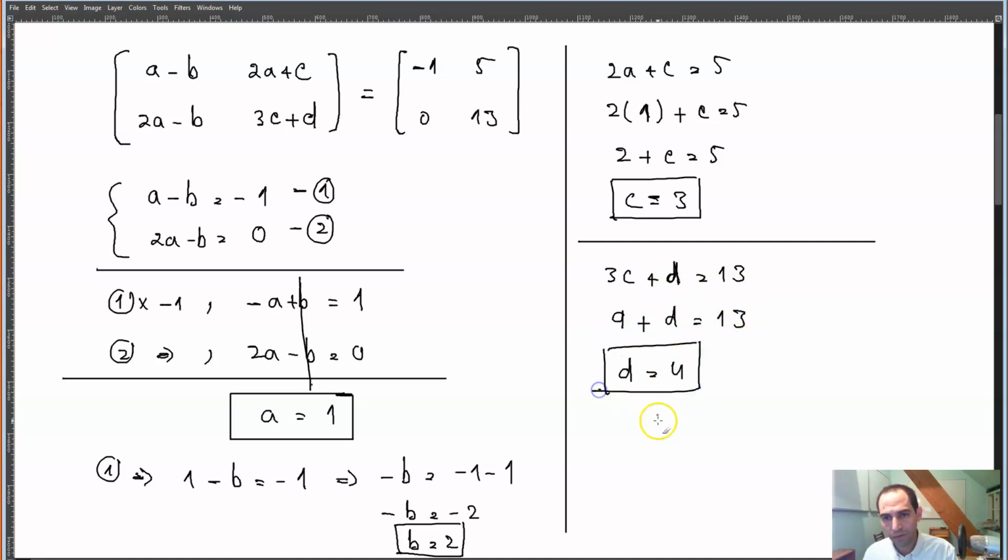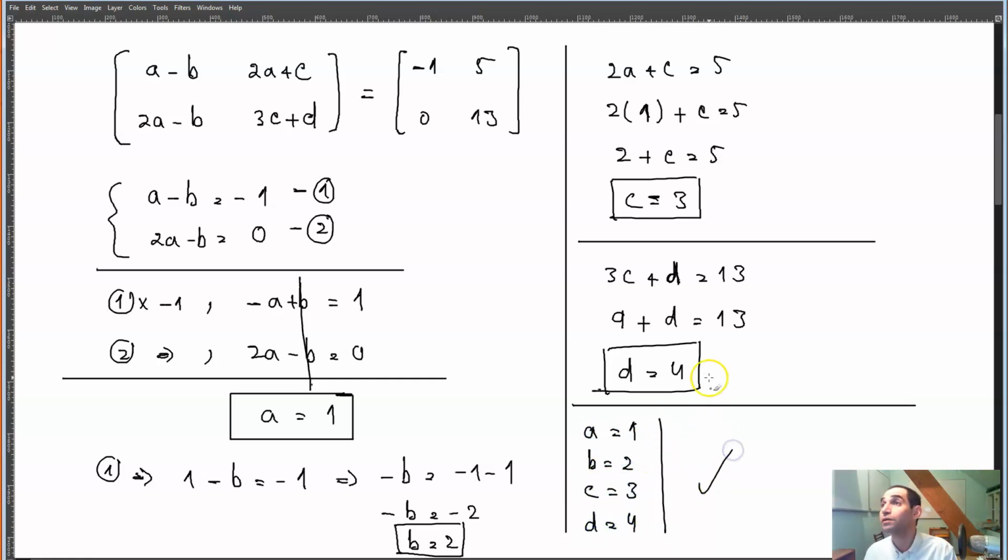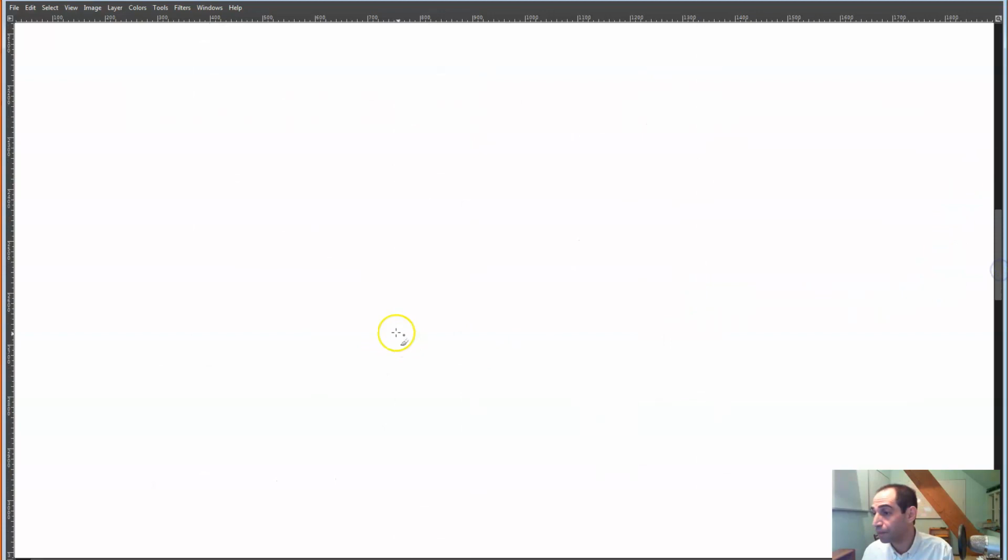And therefore a is equal to 1, b is equal to 2, c is equal to 3, and d is equal to 4. That is hopefully the right answer. That is number 7: 1, 2, 3, and 4. Okay, so that was number 7.